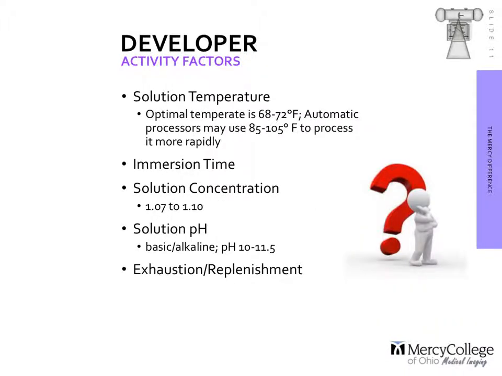So to touch a little more on the developer beyond those chemistry aspects of things, the developer is certainly temperature dependent. And it's said that optimal developer temperature is between 68 and 72 degrees Fahrenheit. This is more for a manual process. The automatic processor is going to be much higher, so 85 to 105 degrees Fahrenheit. The idea is that this is going to accelerate the process. So as I mentioned before, the warmer the developer solution is going to be, the more quickly it can process through that.